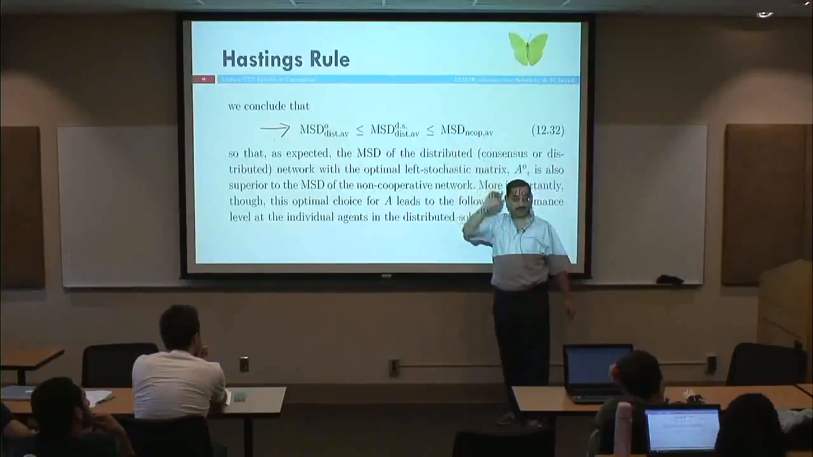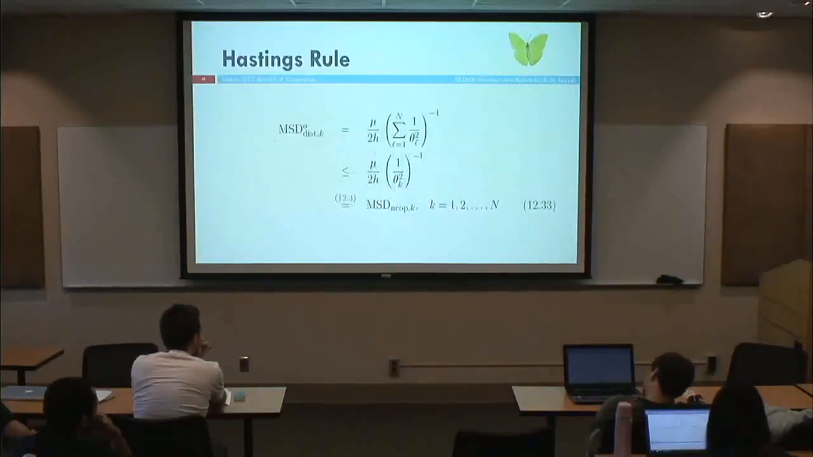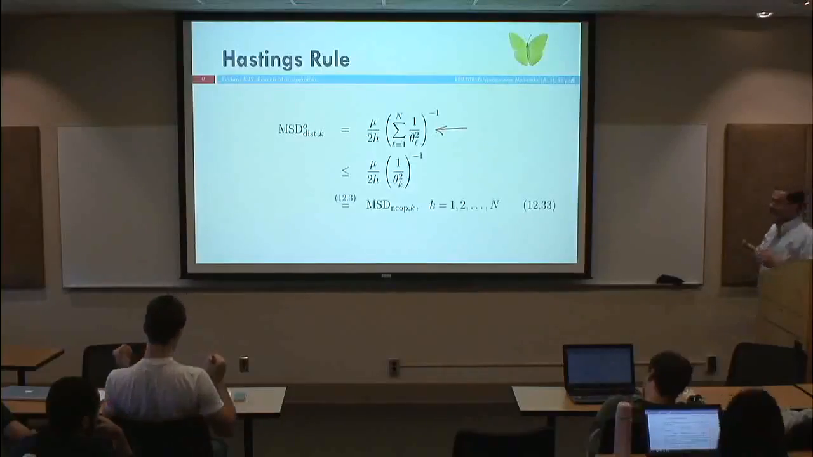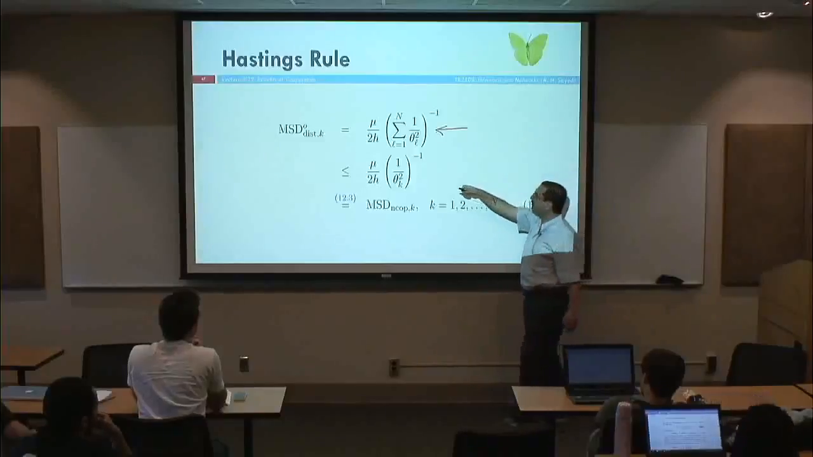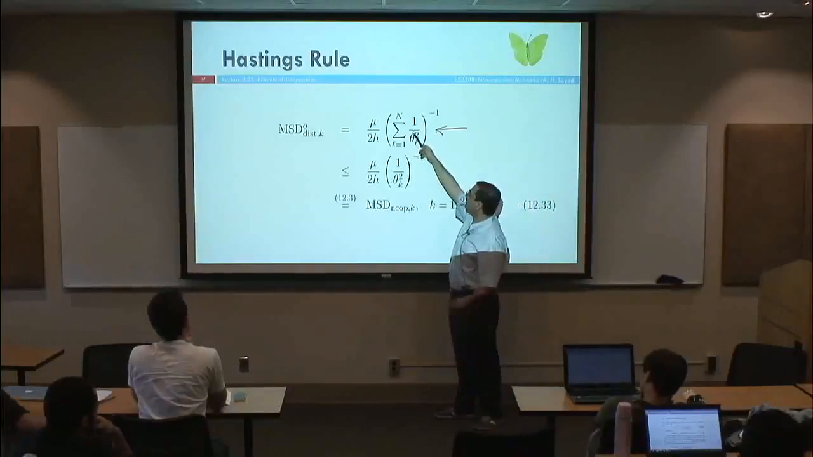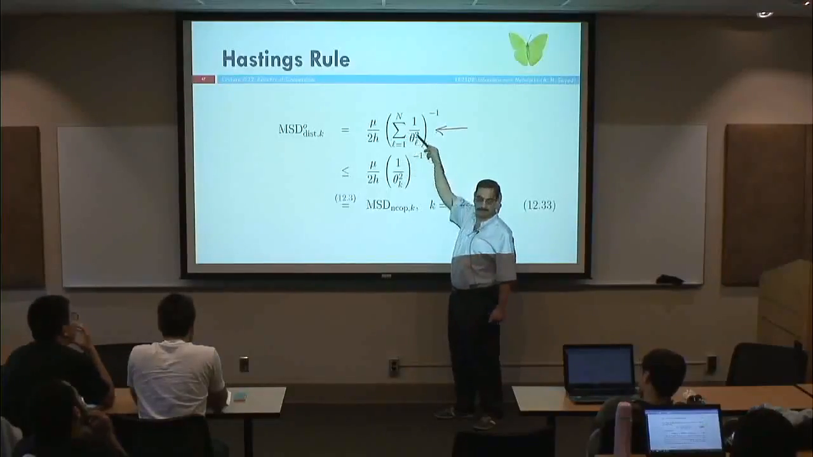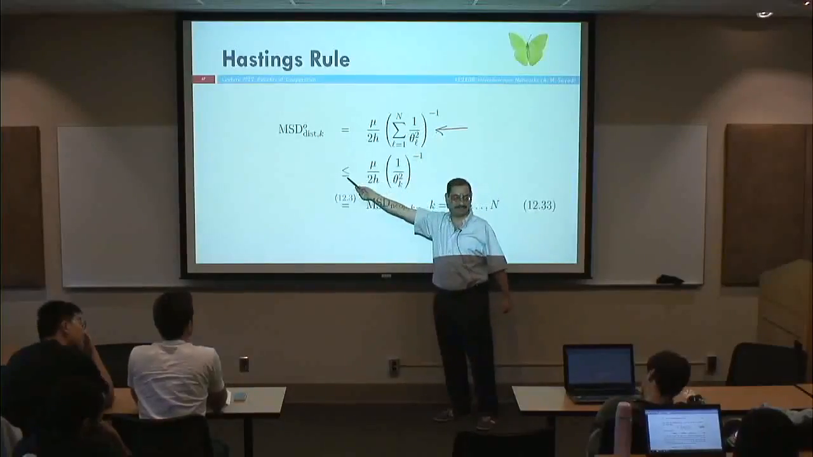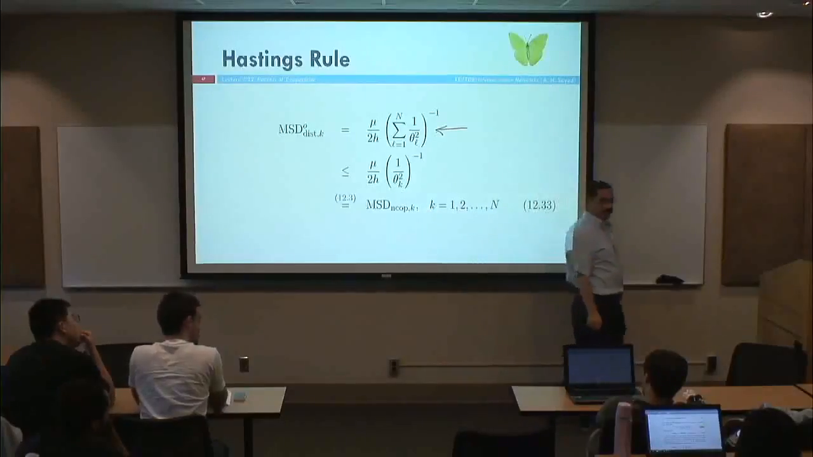So far so good. But what about the individuals? Well, here it is. What is the performance of each individual agent in the network? This is the expression. It is the same network MSD expression. Well, if I ignore the sum and keep only one of the elements, you see, 1 over theta squared is smaller than the sum. So the inverse is larger than the inverse of the sum. So obviously less than or equal. And this is exactly the performance of the non-cooperative solution, right?